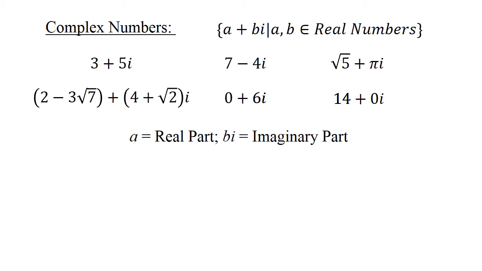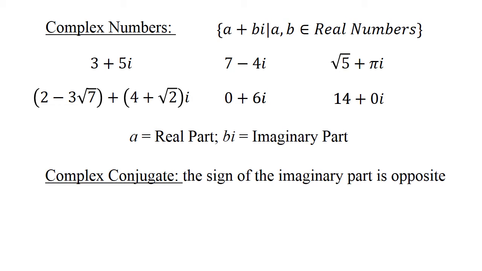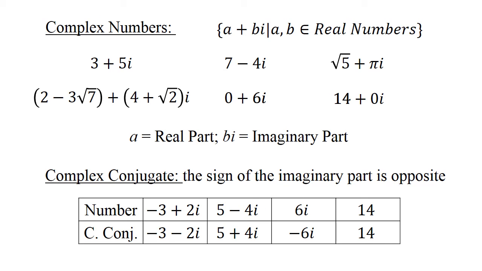Another basic concept, before we get too far into simplifying expressions, is the idea of the complex conjugate. The complex conjugate of a number is a new number that is just like the old one, except the imaginary part is opposite. So here's a table of some various complex numbers and their complex conjugates, and realize that the complex conjugate works both ways. The number on the top is the complex conjugate of the number on the bottom, and the number on the bottom is the complex conjugate of the number on top.